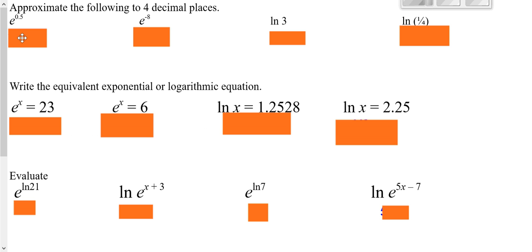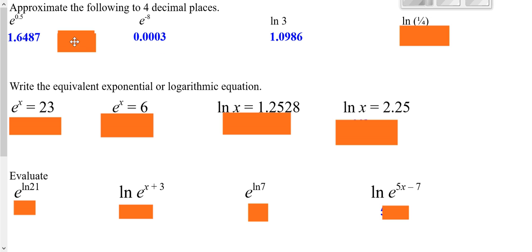If you go second ln, you get your e to the x. So go second ln on your calculator, and then type in the exponent of 0.5, and you should get this. And then type in the rest of these. Second ln on your calculator, negative 0.8. Then just hit your ln button, hit 3, and then enter. Or just hit your ln button, type in 1 divided by 4, or 1/4, and hit enter, and you should get those.